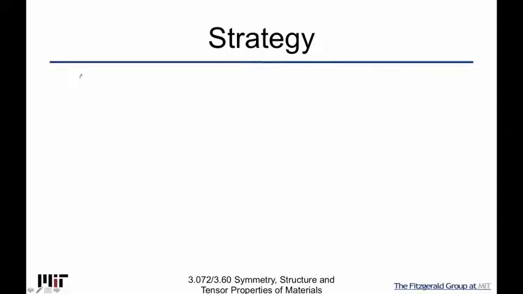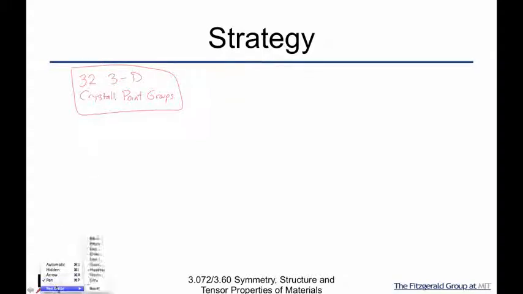Recall that we had developed 32 3D crystallographic point groups. So those are sitting out there waiting for us now to throw them into lattices. And we have already developed 17 2D plane groups or 2D space groups.